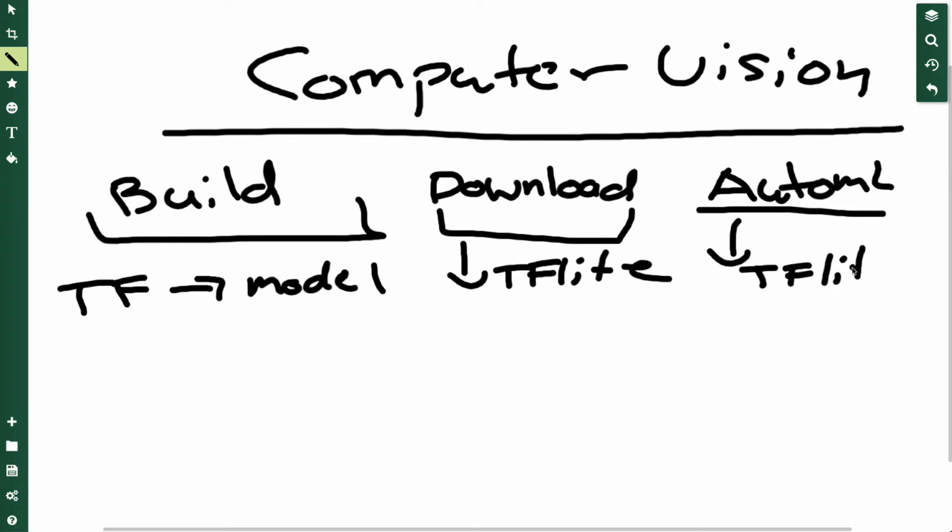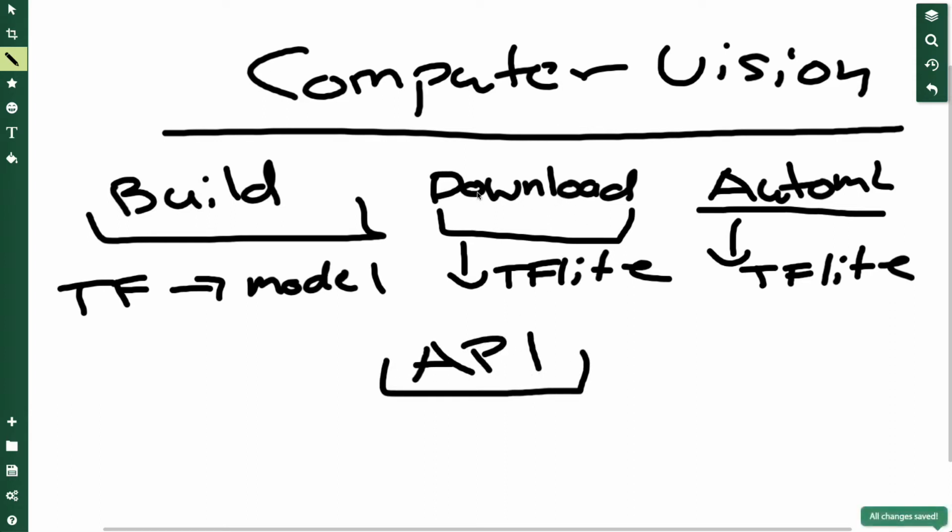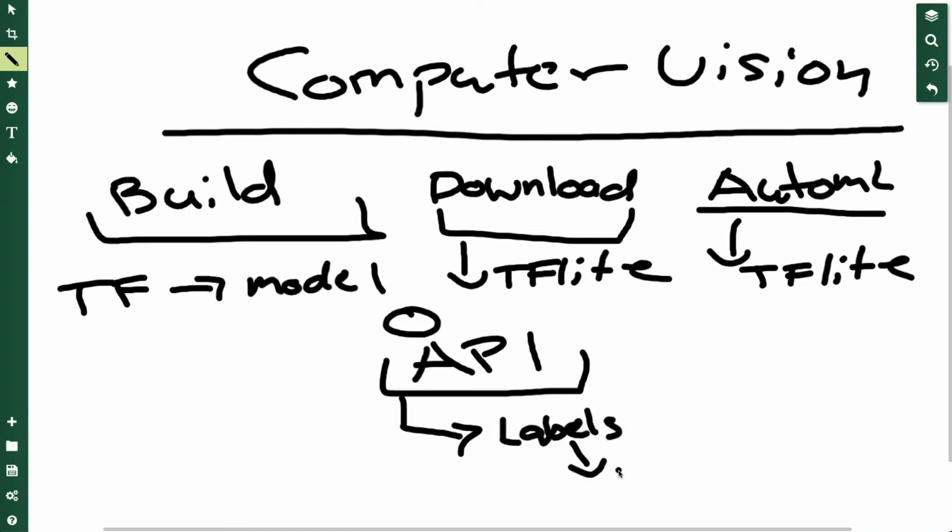And then the way we're going to talk about today is you can also just use a pre-trained API. So this is a little bit like the download method in that it lives somewhere up in the cloud, and then what you're doing is you're invoking the computer vision system and asking what kind of labels it can detect, and then you're going to put that into maybe your mobile device.